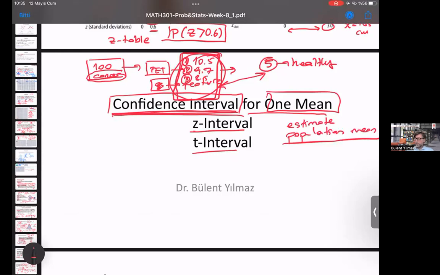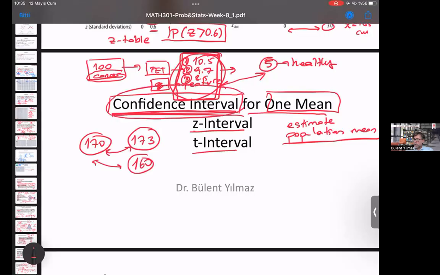For example, the population mean is 170. I don't know this, but I found from my sample 173. Is this a good number? Because they are close to each other. If I found 160, is this a good number? Again, a significant difference. I should be able to talk about this confidence interval in order to say that, yeah, that's a good number.